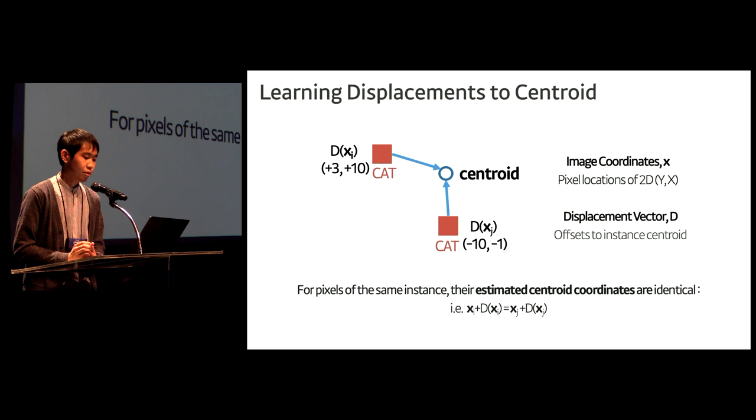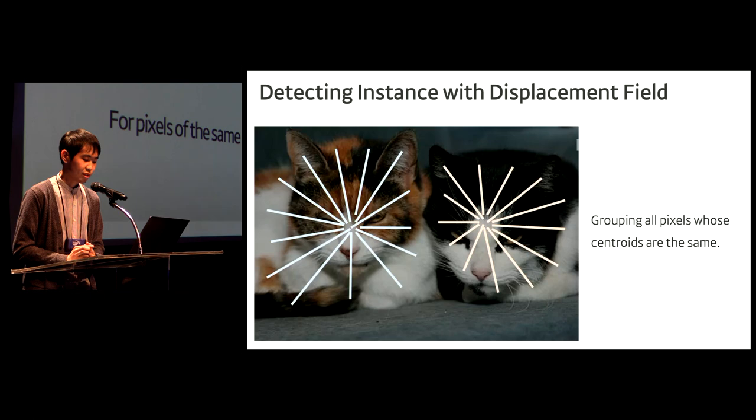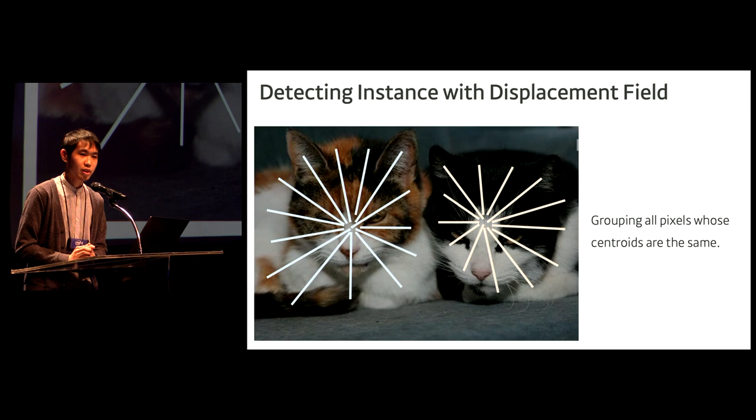In this way, we can train all pixels of the same object class to have the same centroid. And please remember that each instance has only one unique centroid. So by grouping all pixels heading to the same centroid coordinates, we can distinguish different instances even if they are close to each other. In this way, we roughly find out instances, but we still have to find their shapes.